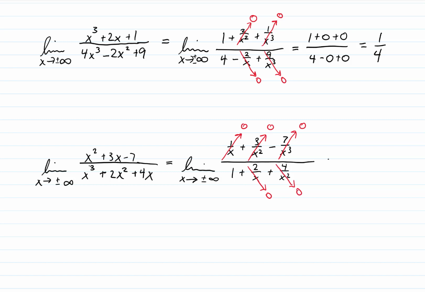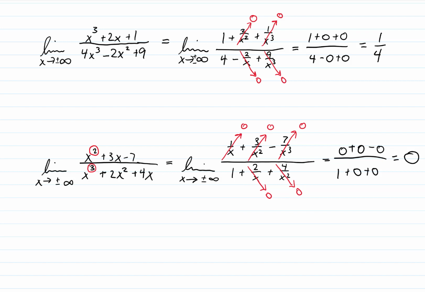And what are we left with? 0 plus 0 minus 0 over 1 plus 0 plus 0. And what does that equal? That equals 0. And the reason why it came out to 0 is because the degree of the denominator is bigger than the degree of the numerator.